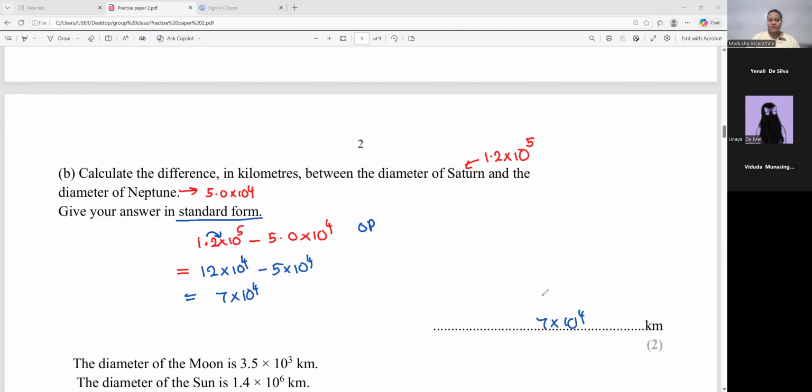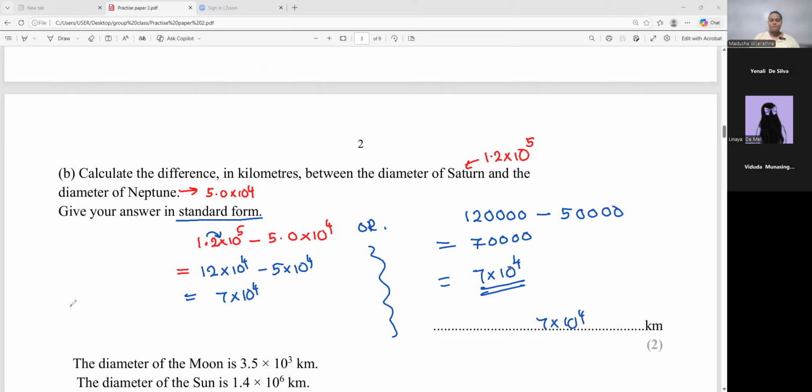If not, convert these two numbers into ordinary form. 1.2 into 10 to the power 5 is 1, 2, 3, 4, 5, minus 5 with 4 zeros. Then subtract it. 12 minus 5 is 7. Then again turn it into standard form. Both ways are okay. Yenali's answer is correct.